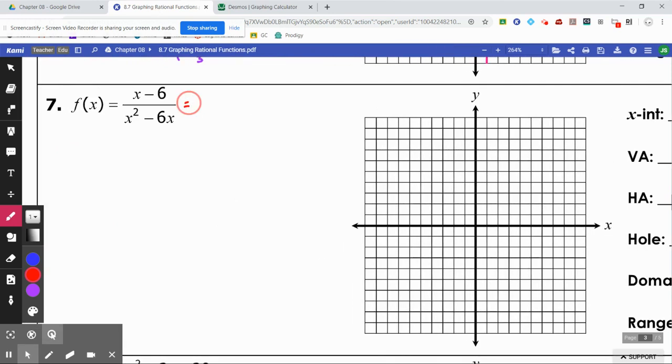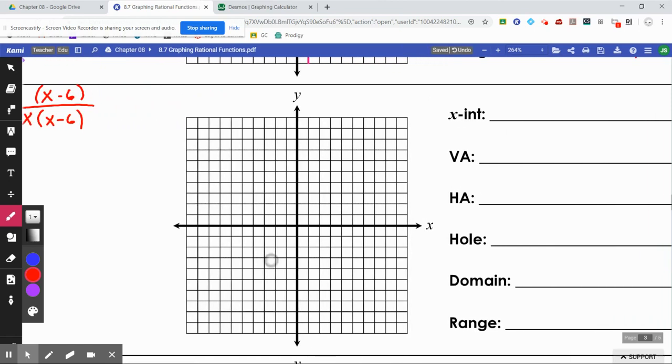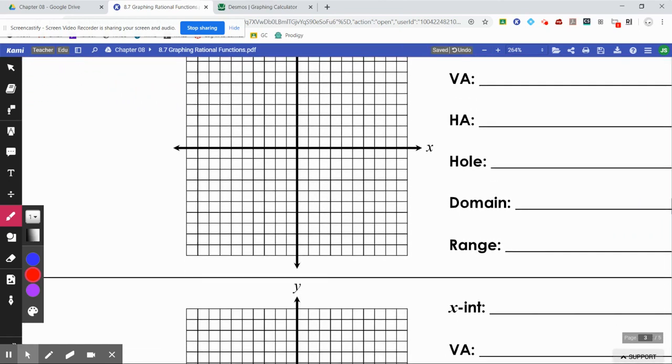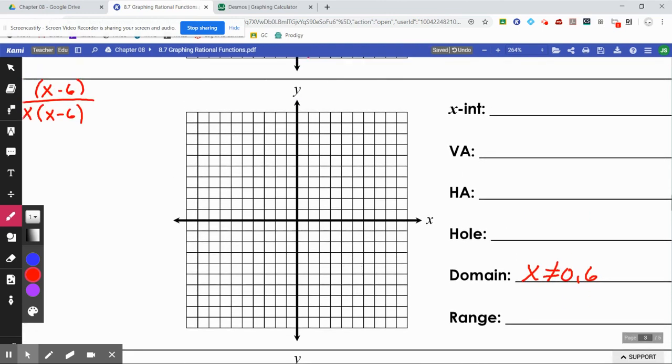Step number 1, we're going to factor. We have an x minus 6 on top that will not factor, and on bottom we can pull out an x, and we're left with an x minus 6. So your domain restrictions are going to be at 0 and 6. So x cannot equal 0 and x cannot equal 6. Again, I found that by setting the bottom equal to 0. Anything that makes the bottom 0 is undefined.